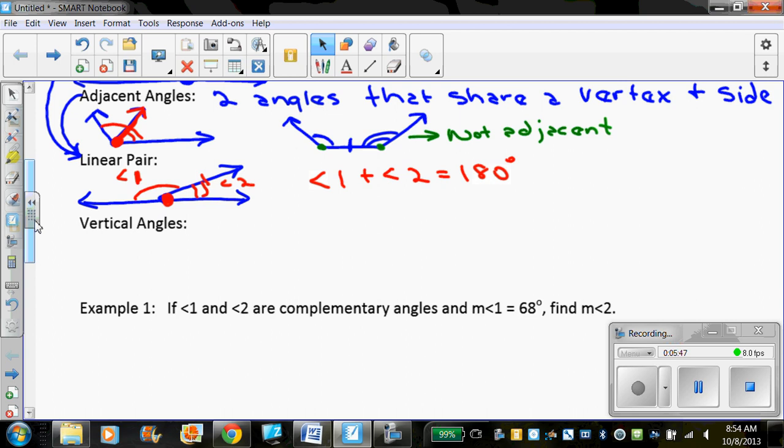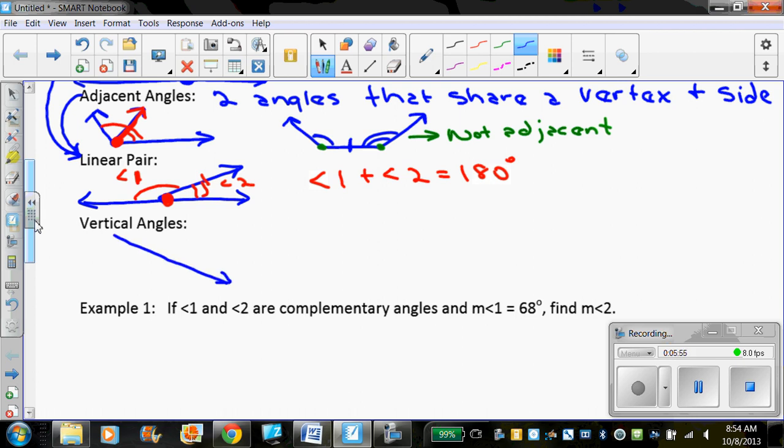Now, vertical angles, this is kind of an interesting concept. The easiest way I can describe it is to just create two lines that are crossing each other.